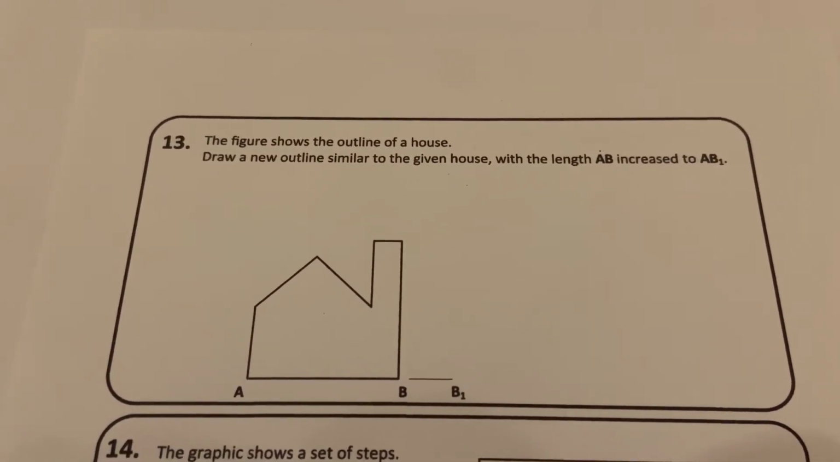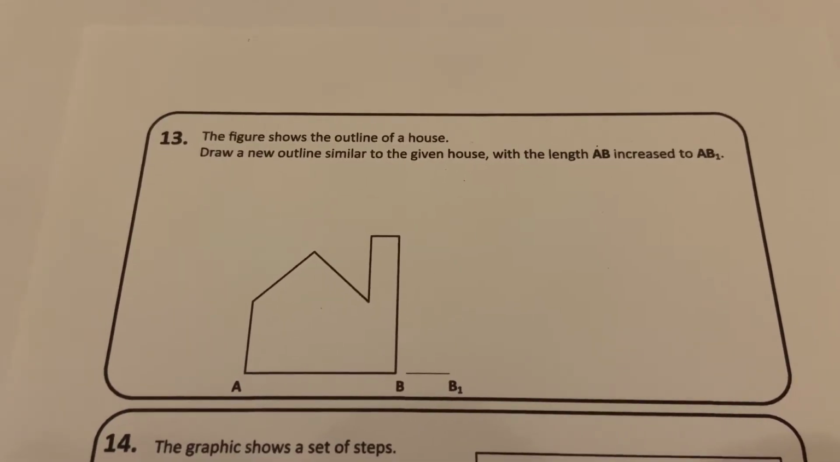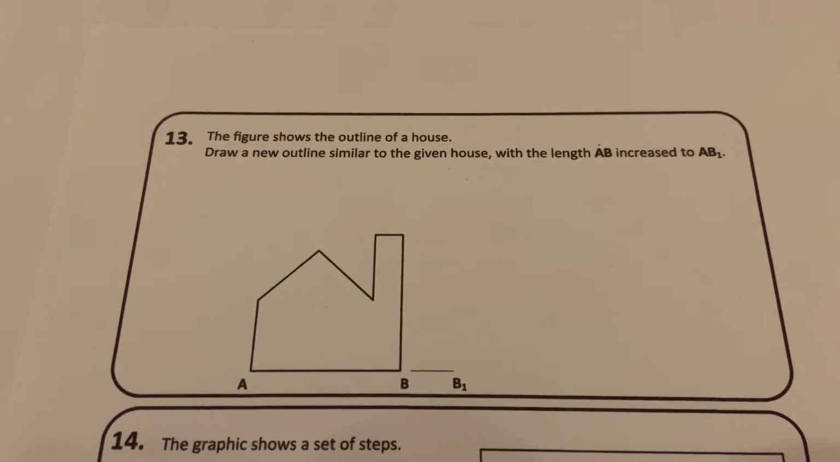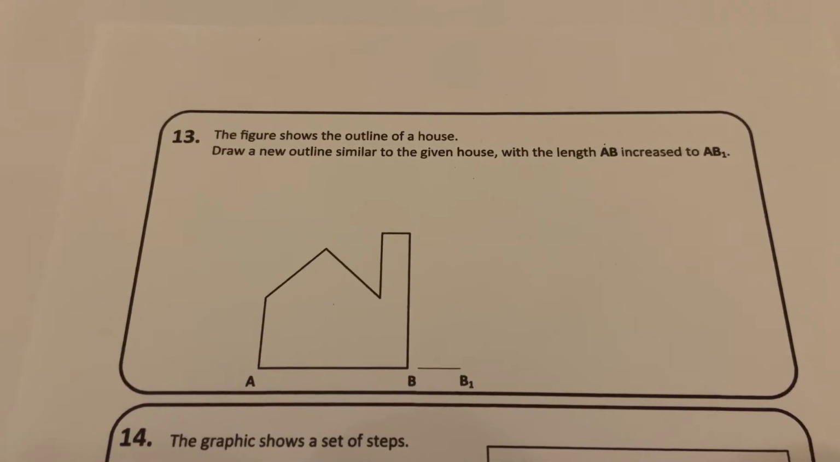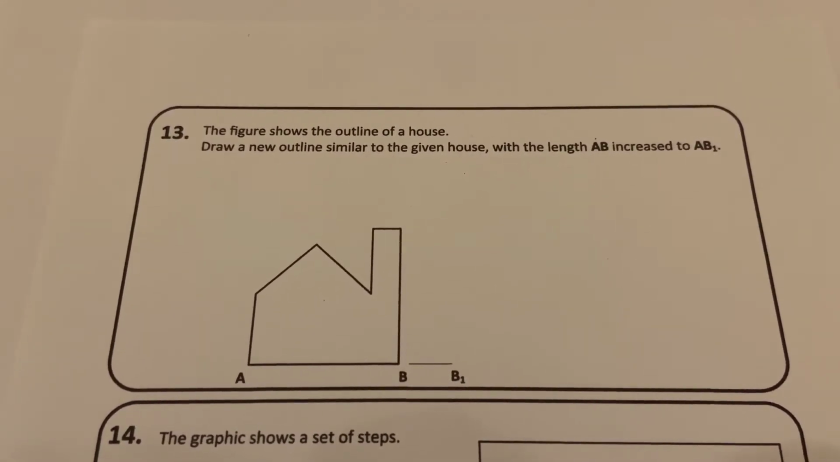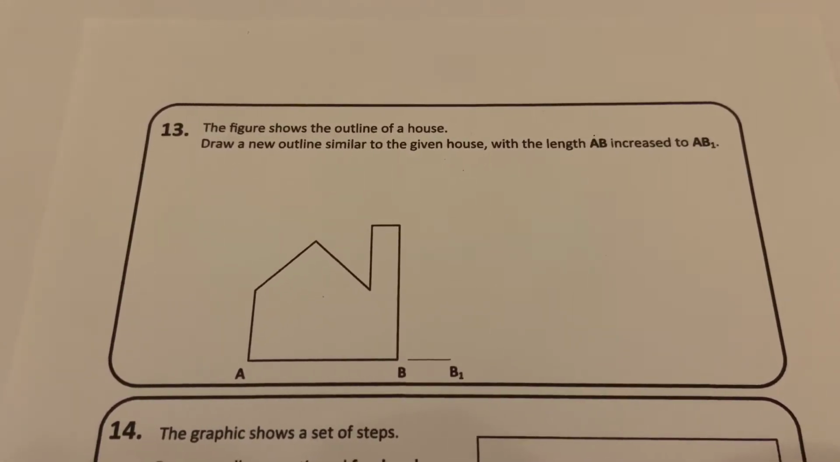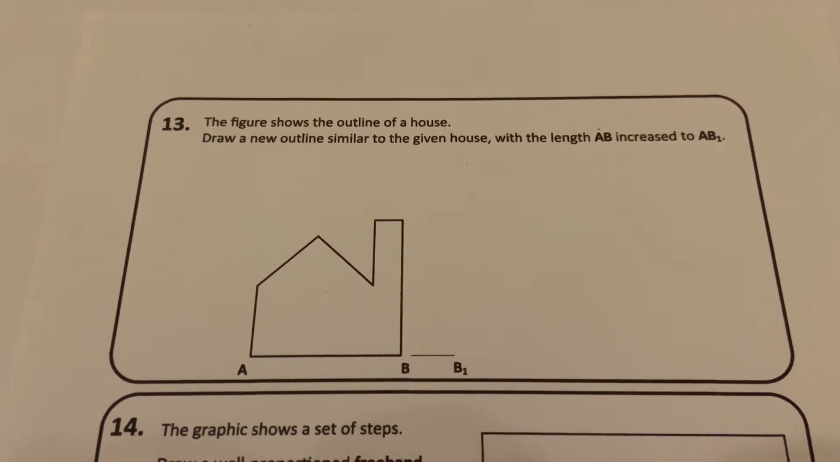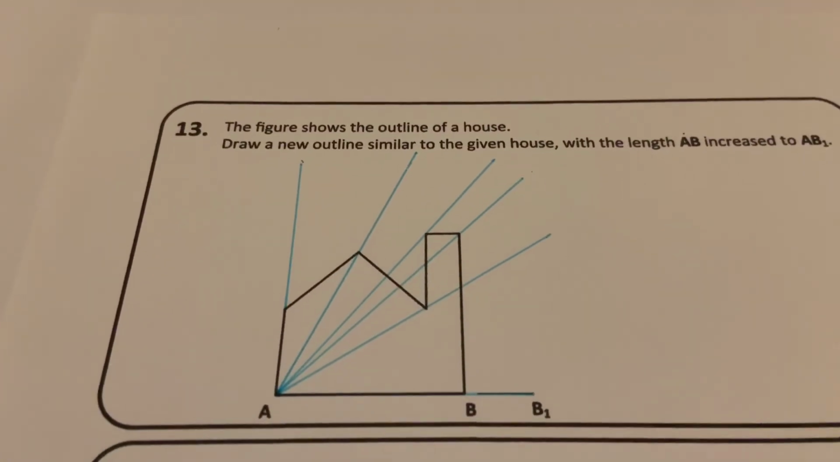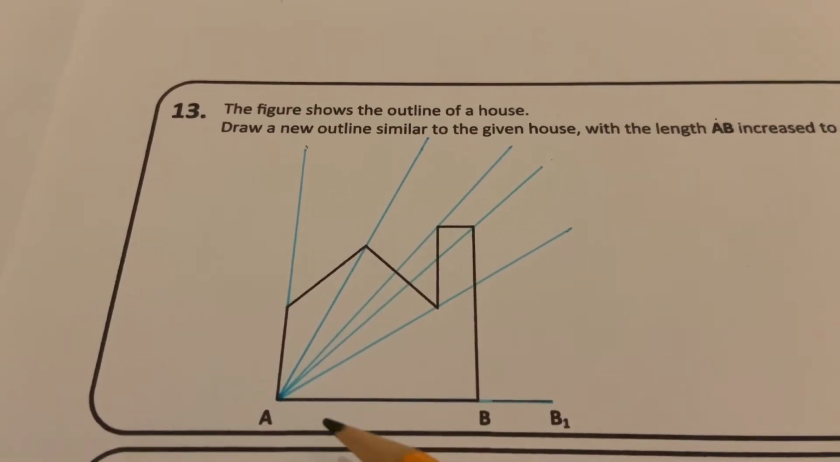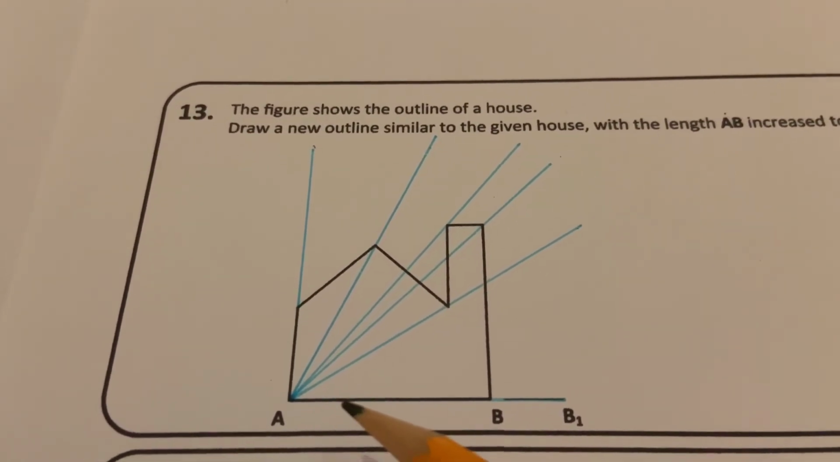Question 13. The figure shows the outline of a house. Draw a new outline similar to the given house, where the length AB increases to AB1. So the solution to this question is what we call polar projection.